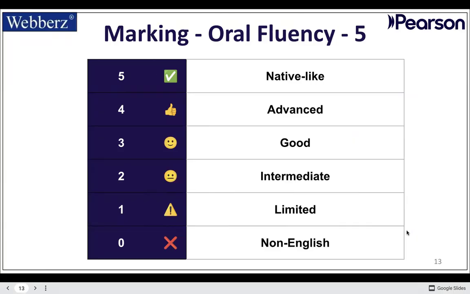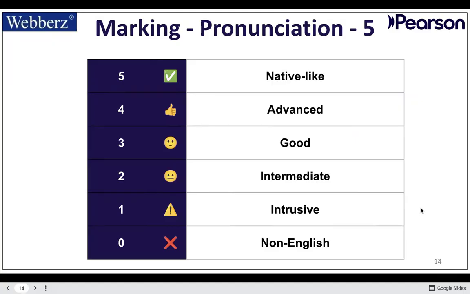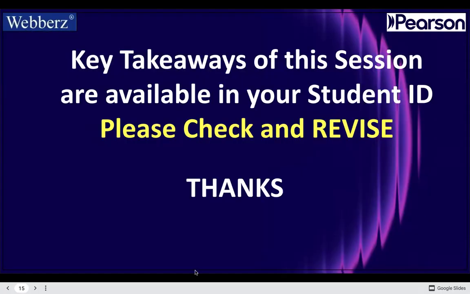Oral fluency, the highest mark is 5, which means native-like, 4 is advanced, 3 is good, 2 is intermediate, 1 is limited, and 0 is non-English. Pronunciation, the highest is 5, which means native-like, 4 is advanced, 3 is good, 2 is intermediate, 1 is intrusive, and 0 is non-English.